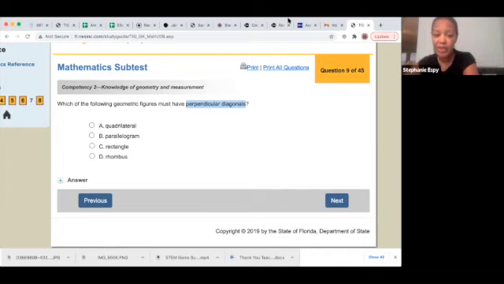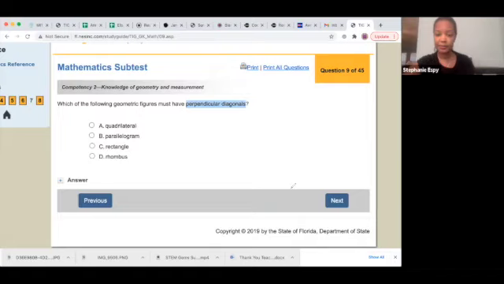Draw a quadrilateral. A quadrilateral is any 4-sided shape. Quad means 4. So a quadrilateral could be a square, could be a rectangle, could be a parallelogram, could be a rhombus, could be any of these. A parallelogram, do you guys know what that looks like? Don't remember? Okay, let me go to my other screen. I'll show you my whiteboard.